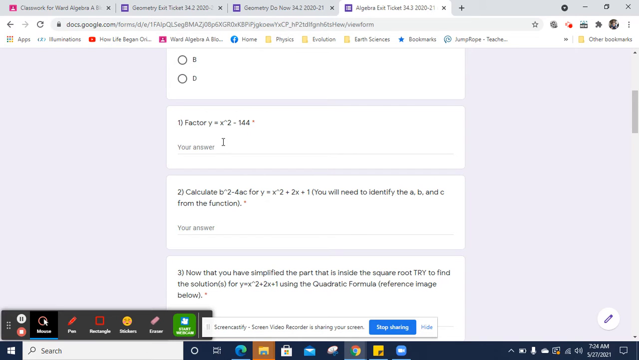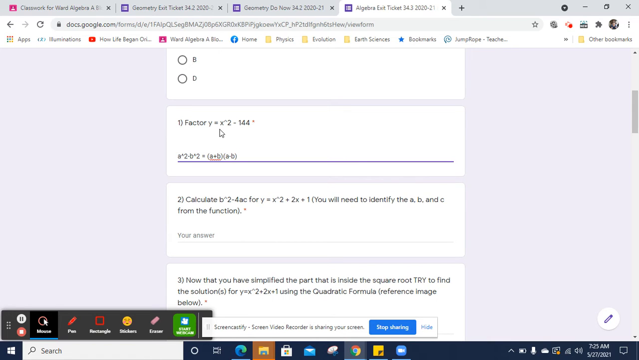12 and negative 12. But of course, this is the difference of squares structure, which is when you have a squared minus b squared, that can be factored into simply a plus b times a minus b. So we get the square root of both terms. The square root of x squared is x, and the square root of 144 is 12. So we're going to say x plus 12 times x minus 12. And that is the difference of squares factoring.